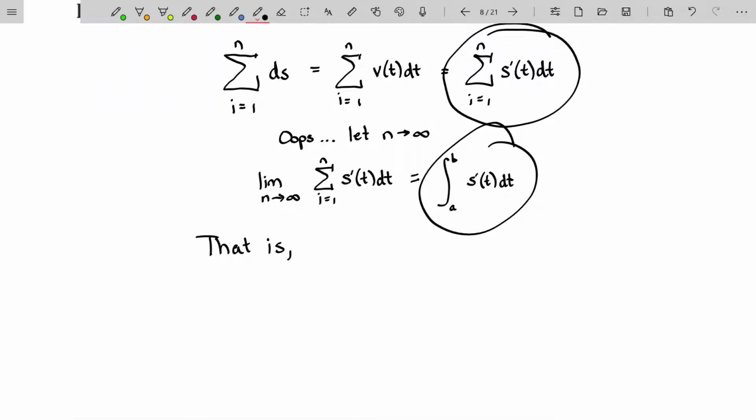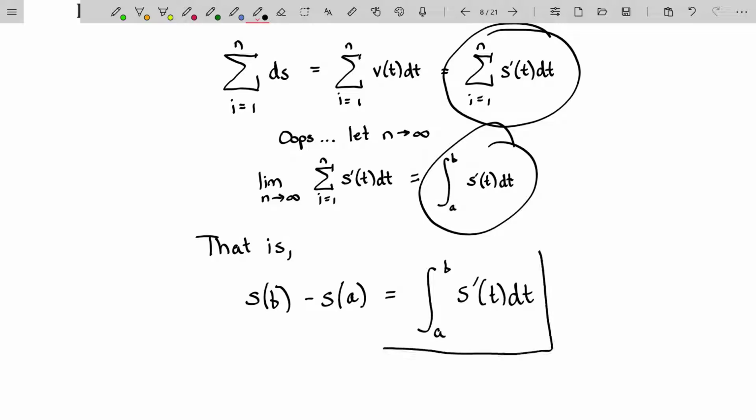And so s of b minus s of a, which was the answer to part A, must be the same thing as the integral from a to b of s prime of t dt. And by the way, folks, that is the fundamental theorem of calculus, part 2.